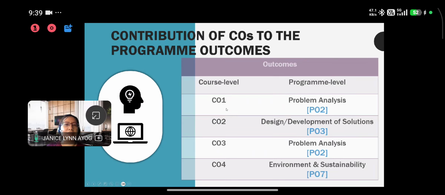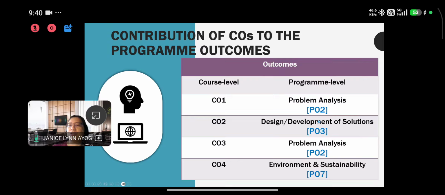Again, just the normal things, basically what the course outcome is related to the program level outcome. For course outcome 1, it should deal with your problem analysis. Your course outcome 2 is basically related to your design and also your ability to develop solutions. Course outcome 3 is also problem analysis, like CO1, and CO4 is basically related to environment and sustainability.